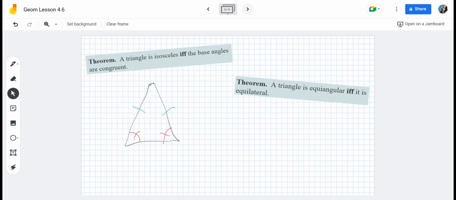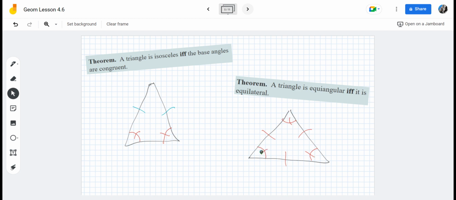The other one is a straightforward statement that we all knew intuitively, but now it's official. And we'll give you both the original and the converse here. If a triangle is equilateral, which means all the sides are congruent, that automatically implies that it's equiangular, which means all the angles are congruent.